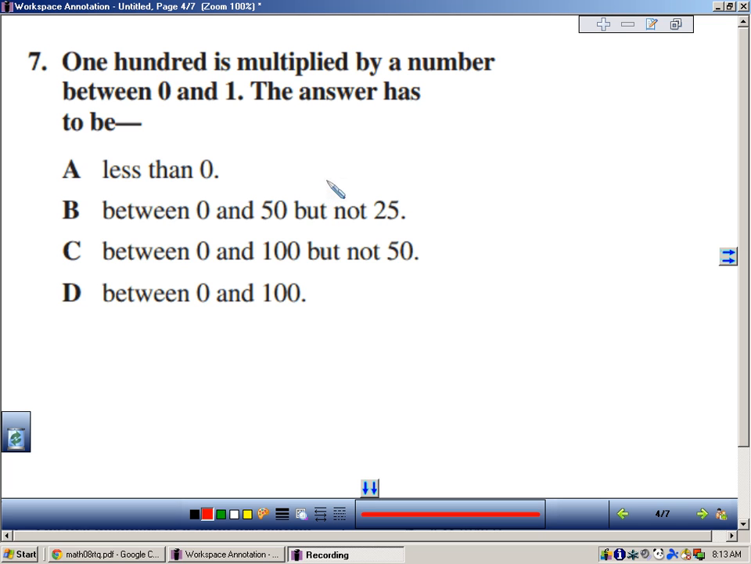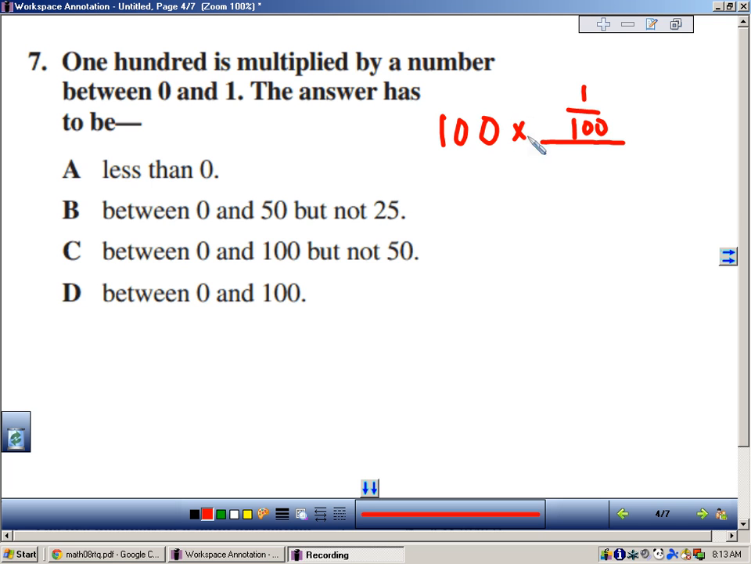100 is multiplied by a number between 0 and 1. The answer has to be what? Okay, so let's look at 100. It says it must be multiplied by a number that's between 0 and 1. So if I were to take 100, and let's say I wanted to make it exactly 1, I could multiply it by 1 over 100. And the answer would be 1.